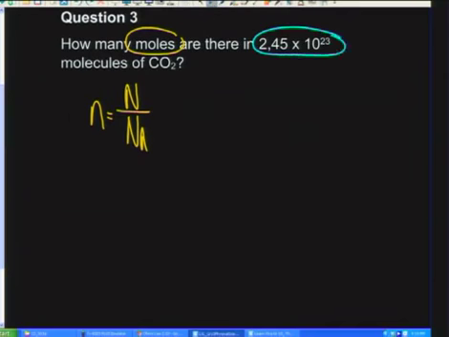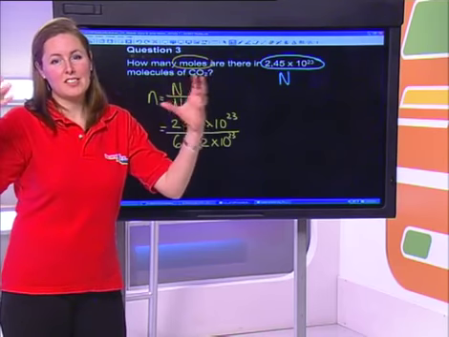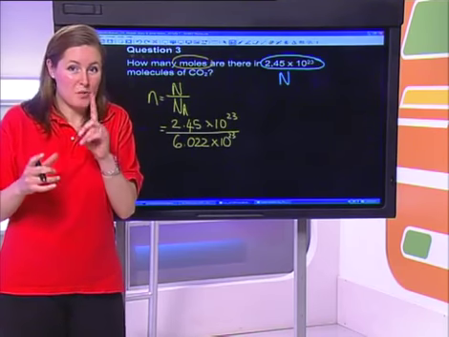This big number here is the number of particles, the number of molecules in my sample, which means I can plug this into my equation. It was 2.45 times 10 to the power of 23 particles. In 1 mole, I know that there is Avogadro's number of particles, so 6.022 times 10 to the 23. So we've got how many in 1? Well, the total divided by how many particles there are in 1 mole.